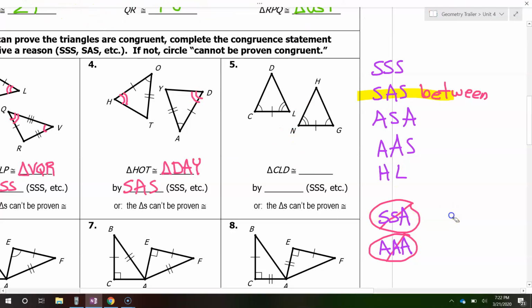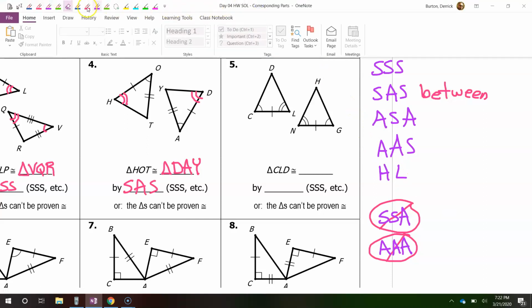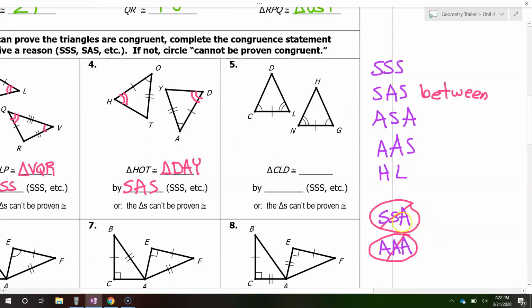Let me reset. Okay, so side angle side is when the angle is between. Side, side, angle is when the angle is not between. All right, keep that in mind.